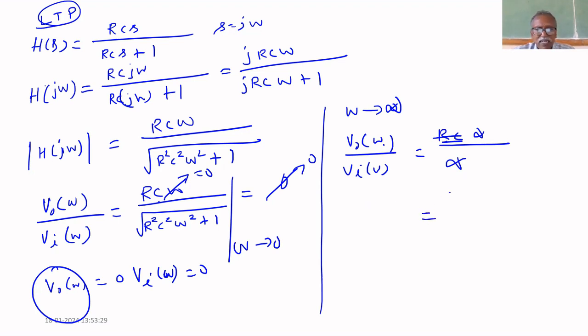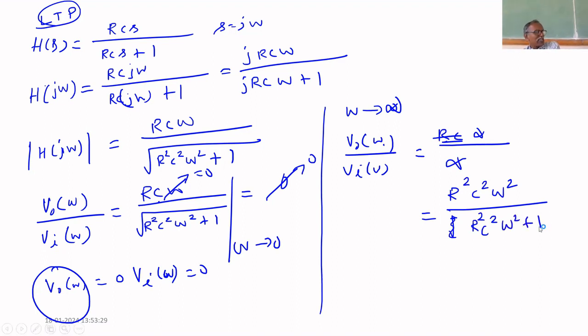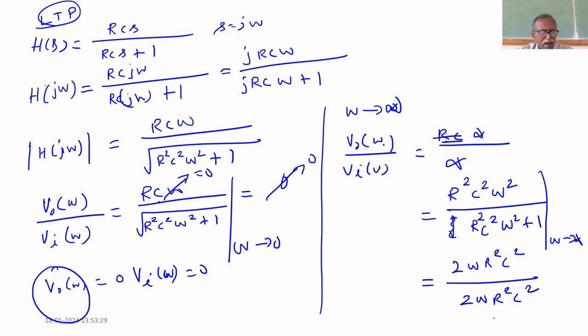So square on both sides, you will get R square C square omega square divided by R square C square omega square plus 1. Deliberately, I am squaring numerator and denominator, no change in magnitude. If you substitute omega tends to infinity, you get infinity by infinity. So differentiate the numerator and denominator with respect to omega, what you will get? 2 omega R square C square divided by 2 omega R square C square. Am I correct or not? Getting cancelled, equal to 1. Therefore, V naught of omega equal to Vi of omega you are getting.